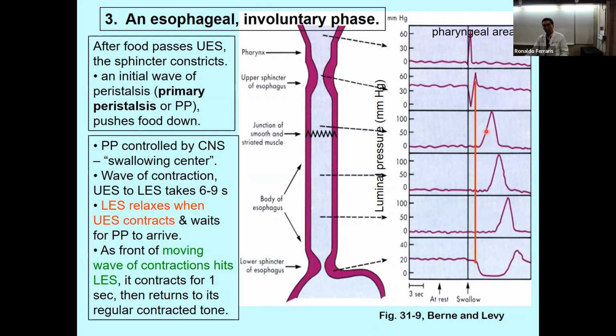And then the primary peristalsis goes down, and once it arrives at the LES, it contracts it for a second again, or a couple of seconds, and goes back to its normally contracted tone. So the esophageal body, ladies and gentlemen, is flaccid. The sphincters are normally contracted, as you can see. And the moment the primary peristalsis arrives, it tells the LES to contract.